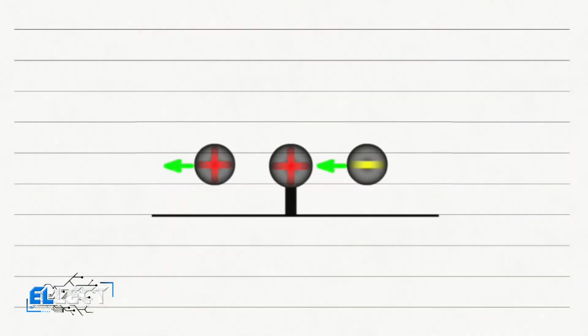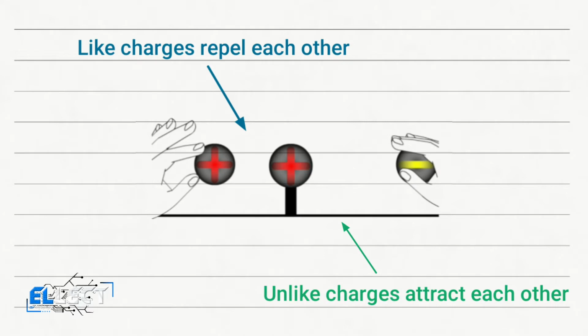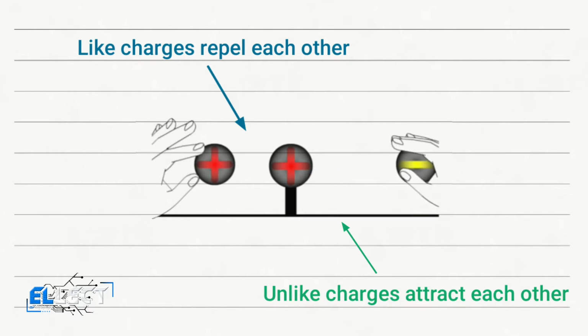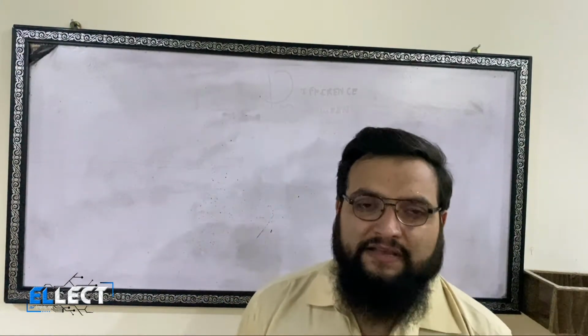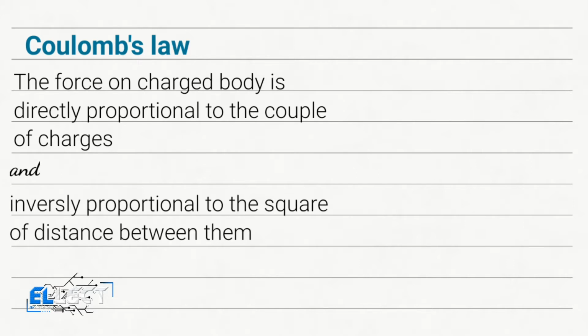One sentence: like charges repel each other, unlike charges attract each other. It means that positive will repel positive, negative will repel negative, but positive will only attract negative, and vice versa. Now, Coulomb's law states that the force on a charged body is directly proportional to the product of charges and inversely proportional to the square of the distance between them.